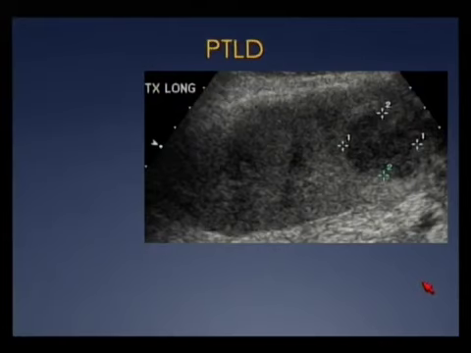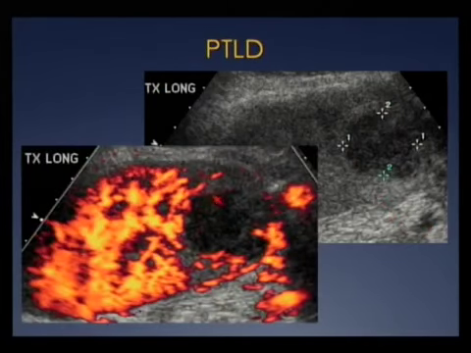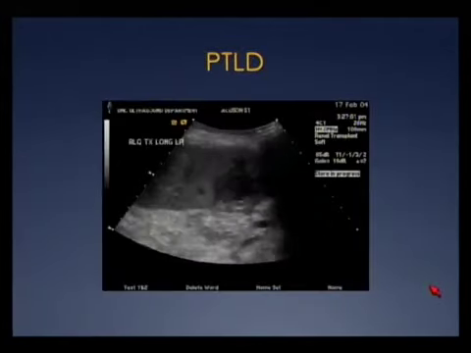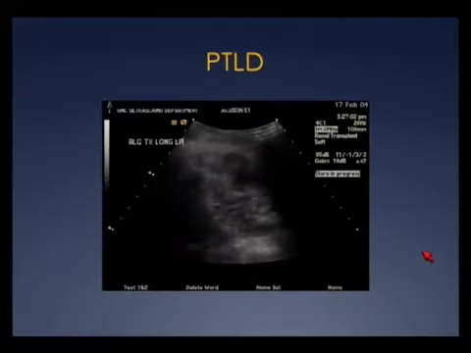Now, this is a right lower quadrant transplant kidney. We saw a hypoechoic lesion in this kidney. And we apply power Doppler. There's really not much increased flow. We're not really sure what this is, but we think it could be PTLD. So this was biopsy-proven PTLD. Again, that changes the immunosuppressive therapy of this patient, so very important to recognize.